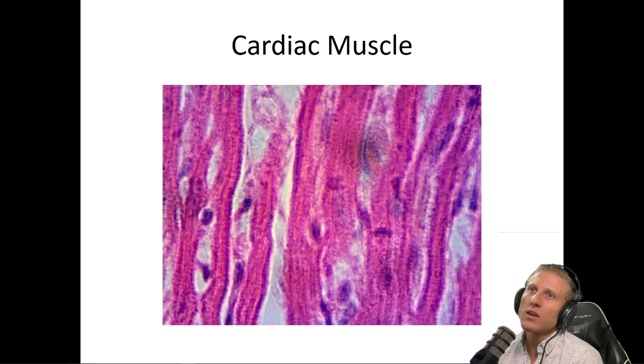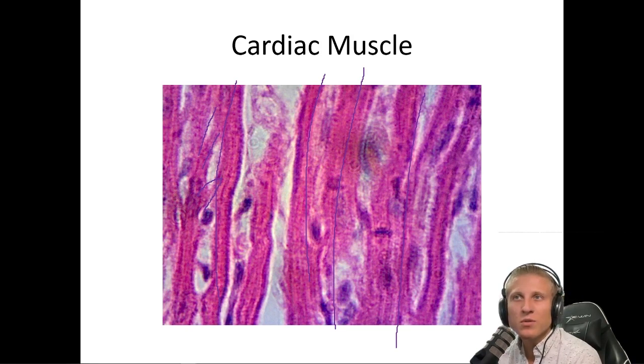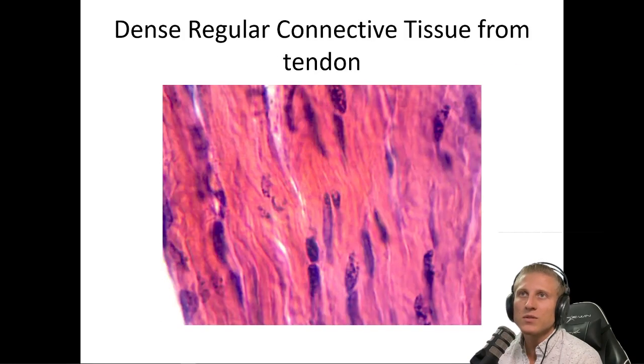Cardiac tissue. Okay, so there's a relatively uniform arrangement here, but notice we have some branching going on. Okay, we have this branch, we have this branch. They're typically mononuclear. Here we have an intercalated disc. That should be a big giveaway as to what we're looking at. Okay, so that's what cardiac muscle is going to look like.